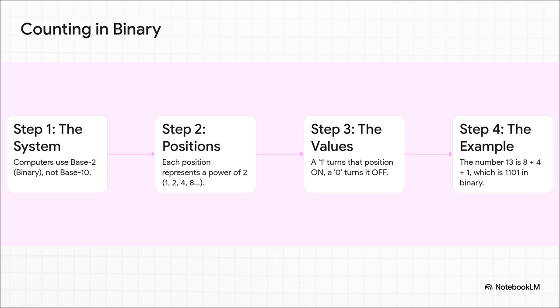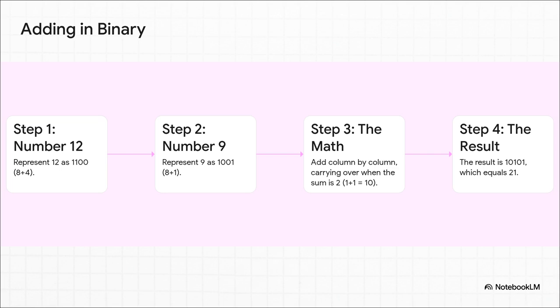Each place value isn't ones, tens, hundreds. It's ones, twos, fours, eights, and so on. A 1 means you turn that value on. A 0 means you leave it off. So if you want the number 13, you just turn on the 8, the 4, and the 1. In binary, that's written 1101. So let's try adding 12 and 9 in binary.